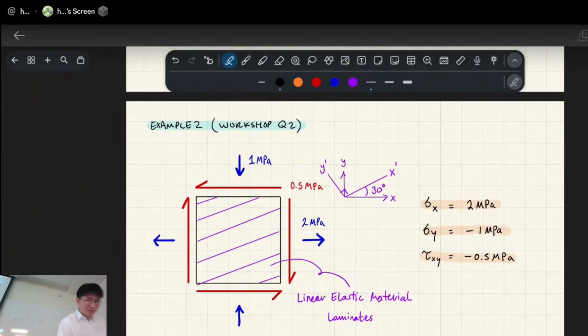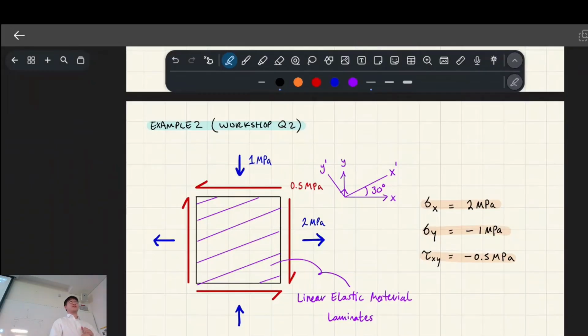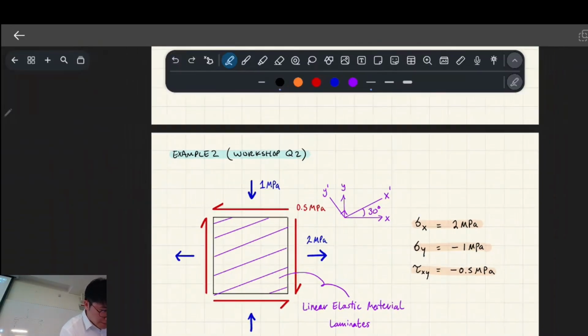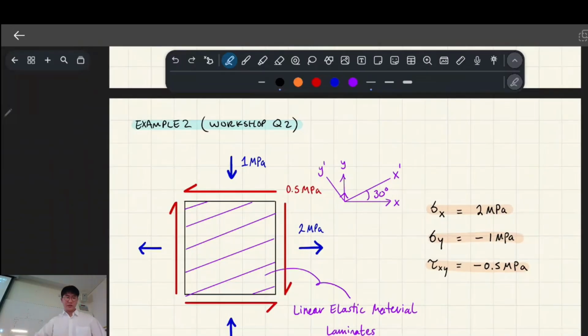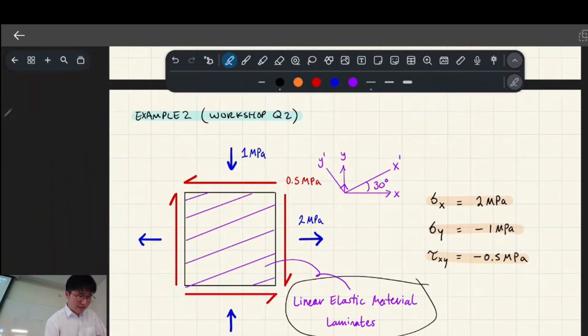So here's a question. It's in the workshops. I actually didn't paste all the text, but there's a full paragraph describing it. Here's the stress element for some material. Oh, sorry, it's not bedding planes. It's some linear elastic material, and it's got laminates, orientated at 30 degrees from the horizontal. This is what is in the question.